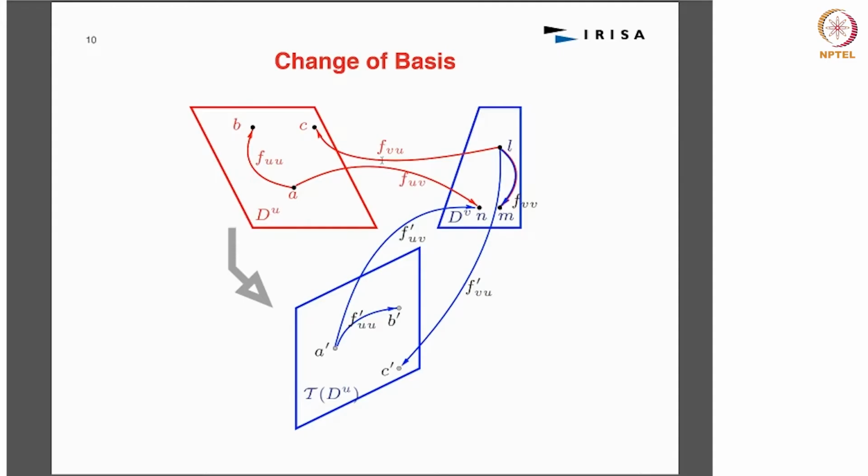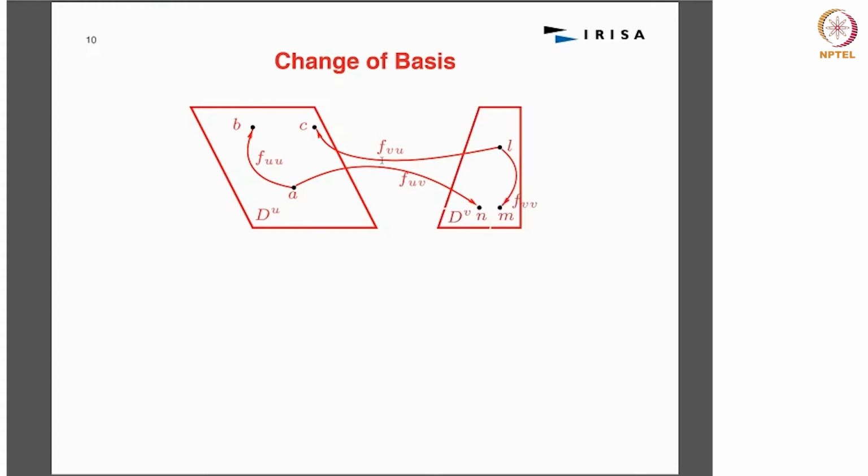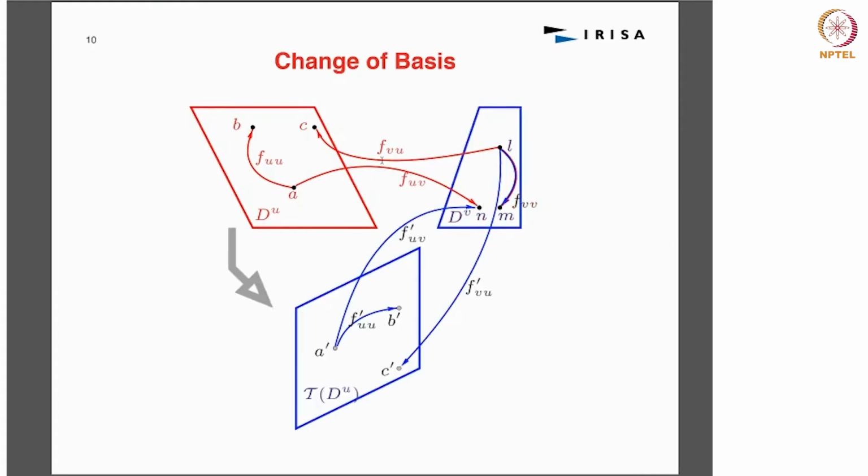The simplest function is FVV. In the original program, I had this red function that mapped L to M. In the new program, what is that function? Unchanged. Neither L nor M has moved by my transformation. I only applied the transformation to the domain of U. I did not touch the domain of V. So the old mapping that was telling me how to go from L to M remains unchanged.